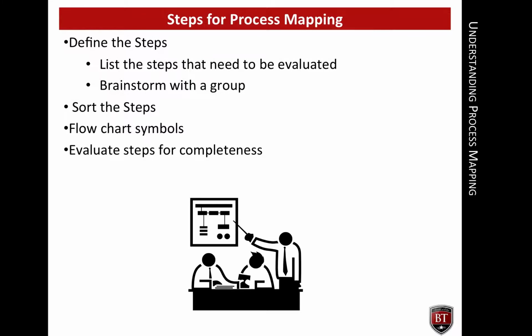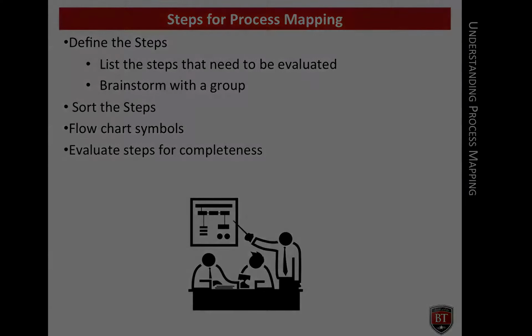First, we define the process steps. This can be done in a couple of different ways. One way is to list the steps that need to be evaluated. Another way is to put a large sheet of paper on the wall, preferably in a meeting or conference room, and have a group of people write down all the steps that each one sees necessary to examine the process. Next, the steps should be sorted into the order of occurrence. Then place the steps in appropriate flowchart symbol. And finally, evaluate the steps for completeness, efficiency, and possible problems.